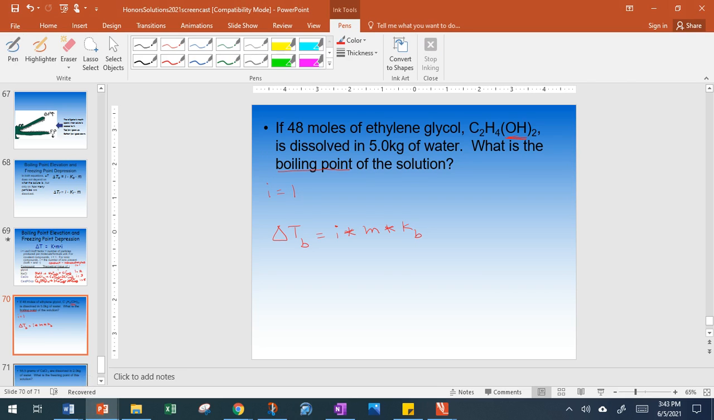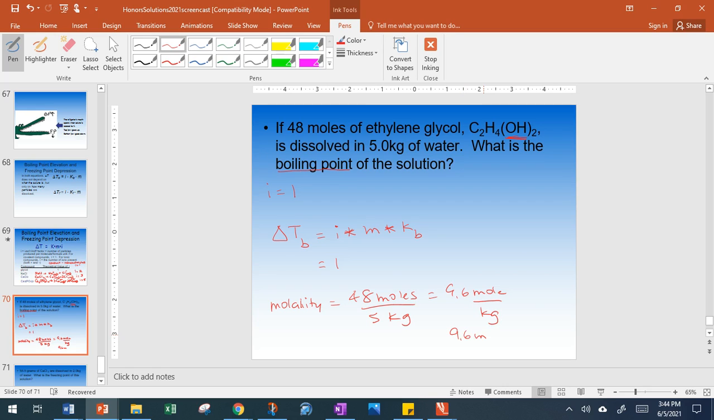So let's go back. So we have i equal to 1 in this problem. And we have to calculate the molality. So molality, they've done a lot of the work for us. So we have 48 moles over 5 kilograms. So let's divide that. 48 divided by 5 gives us 9.6 moles per kilogram. So that would be 9.6 m.